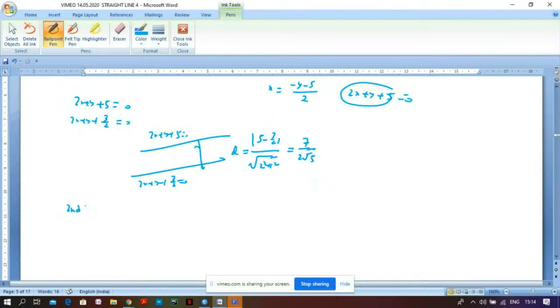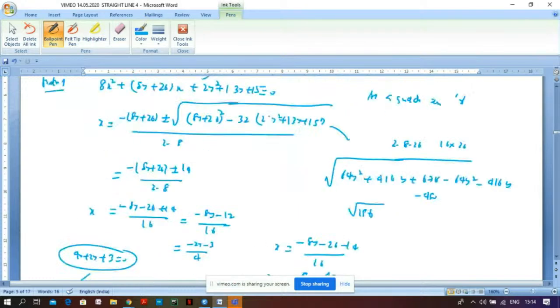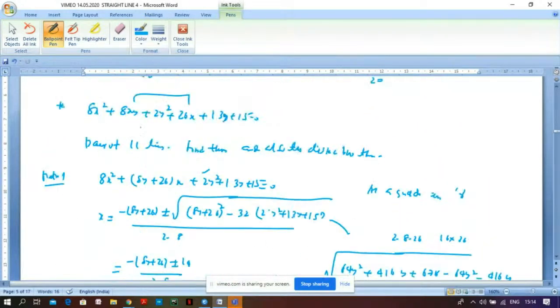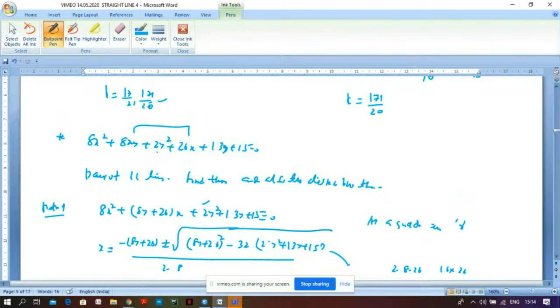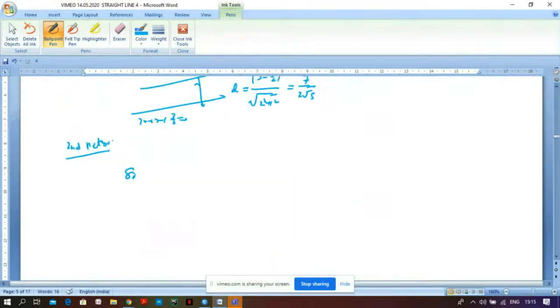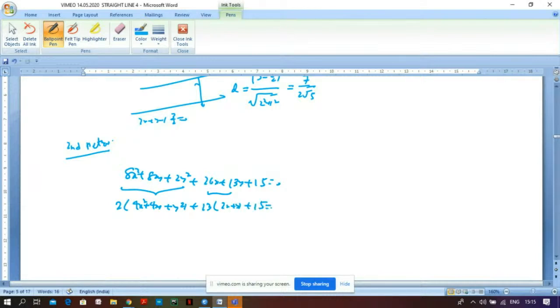The second method, you have to just observe something that we failed to notice last time. If you write this one, 8x squared, 8xy, 2y squared, let me copy it first: 8x squared plus 8xy plus 2y squared plus 26x plus 13y plus 15 equals 0. Now, if I take this one, I can take 2 common, that is 4x squared plus 4xy plus y squared. And interestingly, 13 is common here. That's 2x plus y, and plus 15 equals 0.